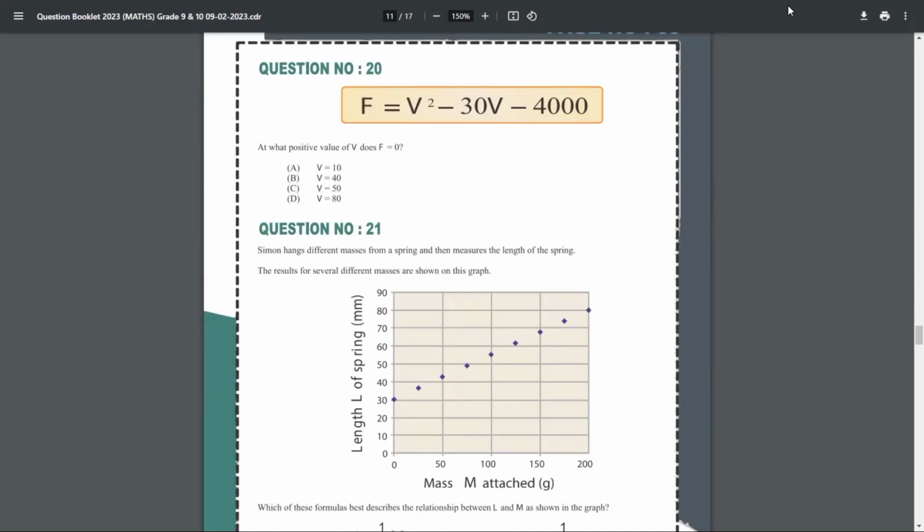Question 20. F is equal to b square minus 30b minus 4000. At what positive value of b does F equal 0? So the correct answer is option D, 80.